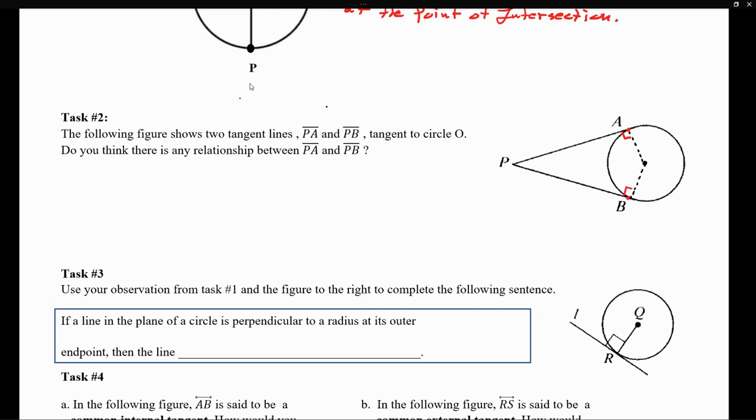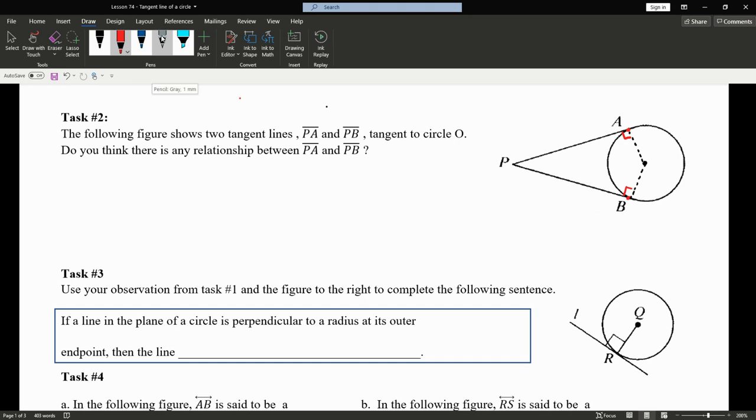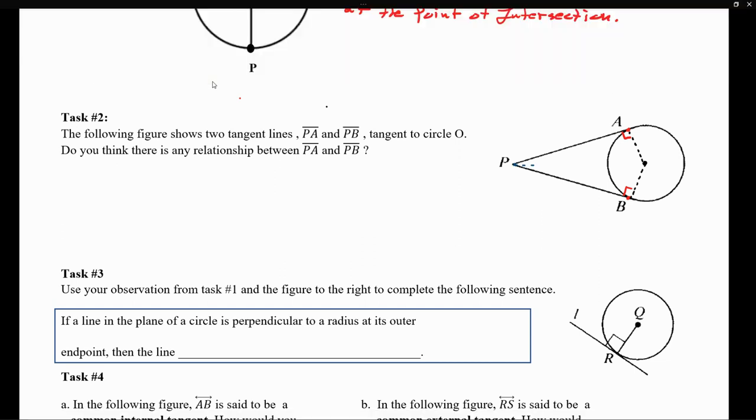So given this information now, do you think there's any relationship between PA and PB? Do you think there's any relationship among line segments PA and PB, which are line segments coming from tangent lines? Well, let's see. They kind of seem to be congruent, but how can we show that they're actually congruent? Well, how about we draw an auxiliary line? Let's draw an auxiliary line from point P all the way to the center.